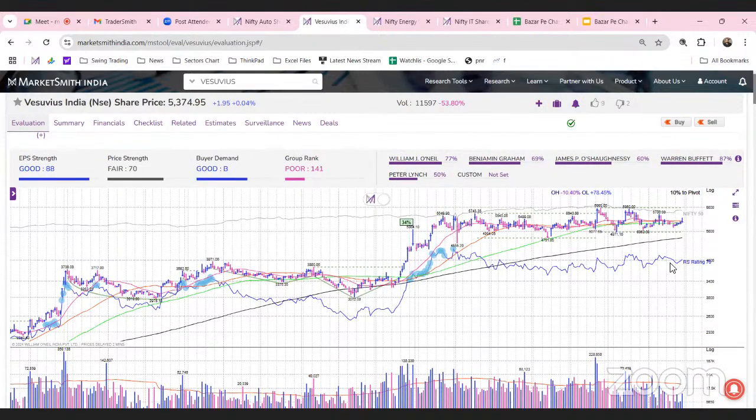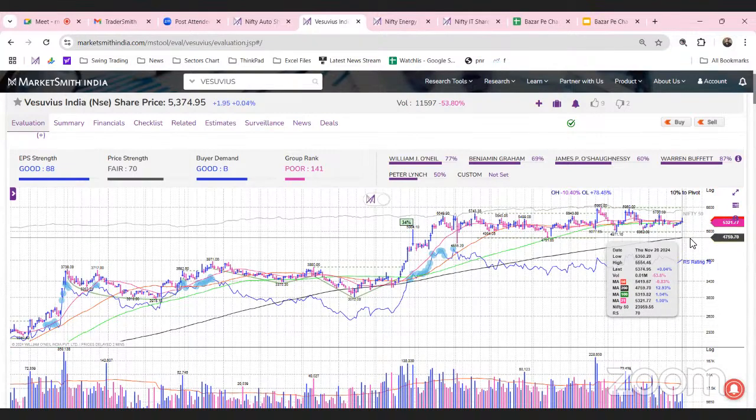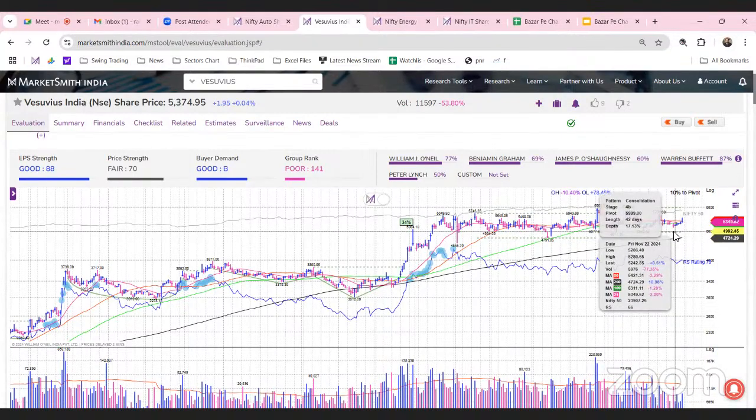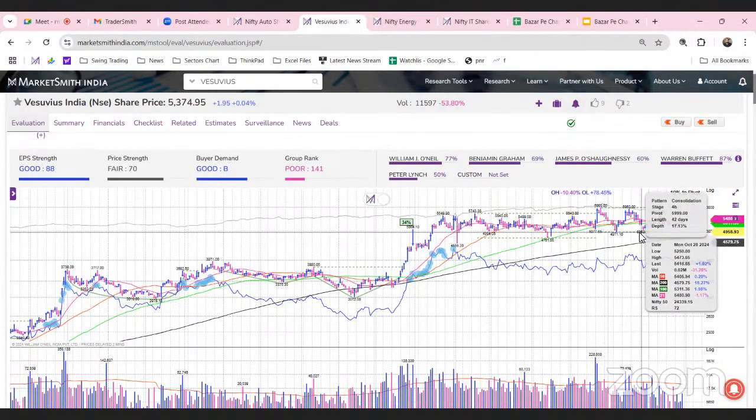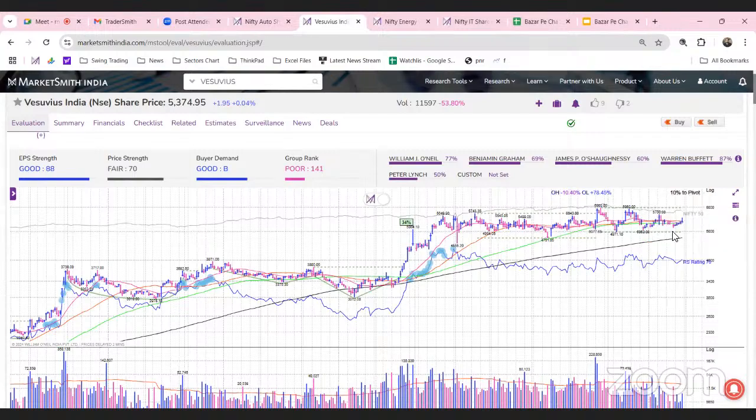Vesuvius, this stock is trading sideways, and it has made multiple lower highs and lower lows. I can say there is some improvement over the past 1 week, but it is still trading in a consolidation-based pattern. Once the breakout takes place, then we might think about this stock, and the pivot level of that consolidation is still 10% away. So let's see, we need to wait and see whether the index takes the breakout or not.